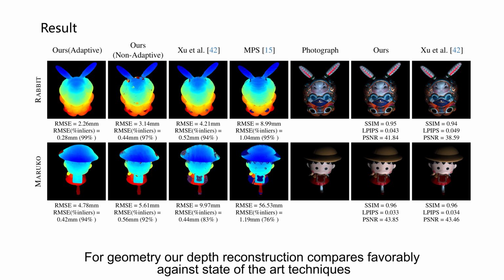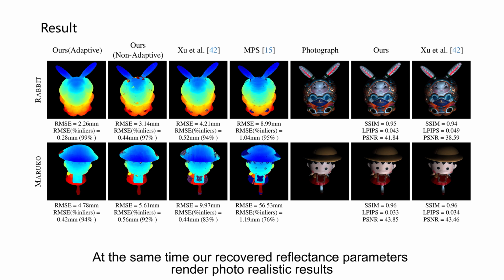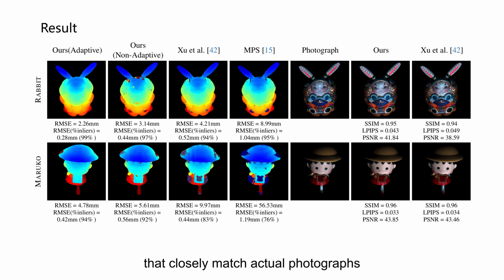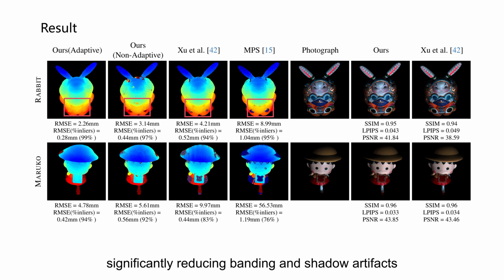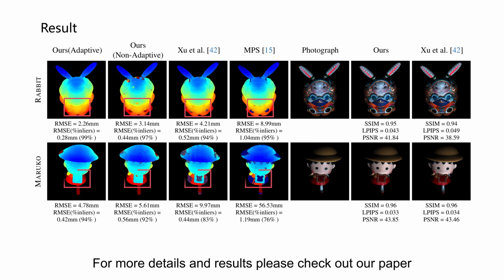We evaluated our framework on a variety of physical objects. For geometry, our depth reconstruction compares favorably against state-of-the-art techniques. At the same time, our recovered reflectance parameters render photorealistic results that closely match actual photographs. Notice the zoomed-in details here. Compared to previous methods, our adaptive multi-LED approach reconstructs much cleaner surfaces, significantly reducing banding and shadow artifacts. For more details and results, please check out our paper.